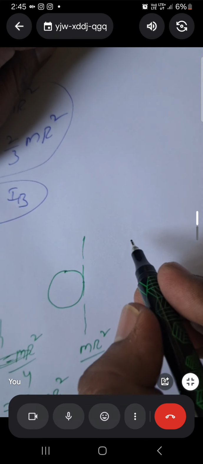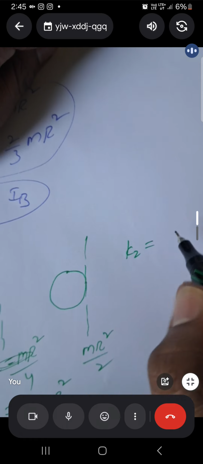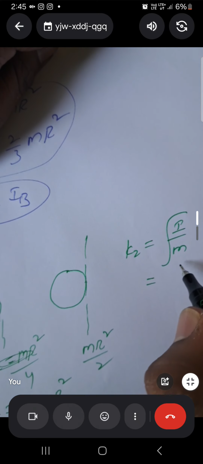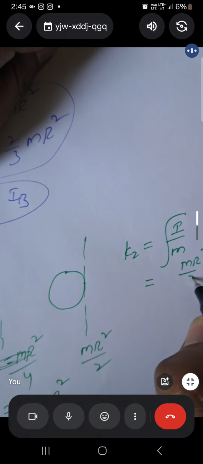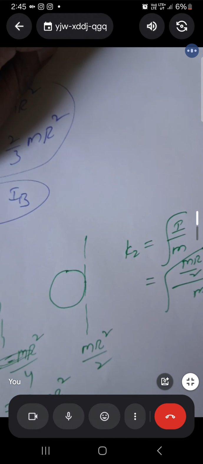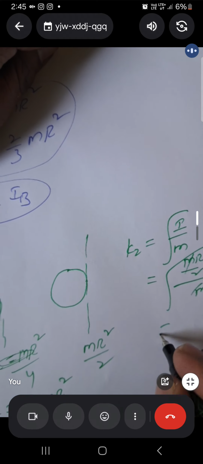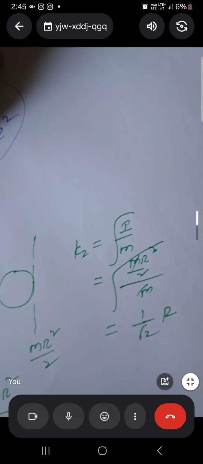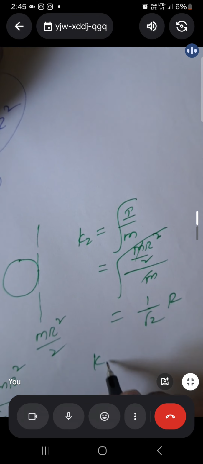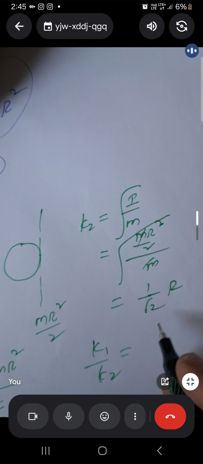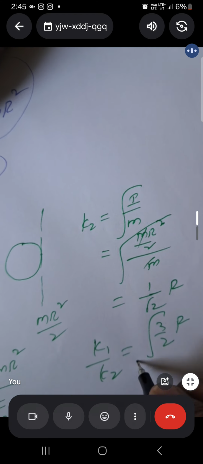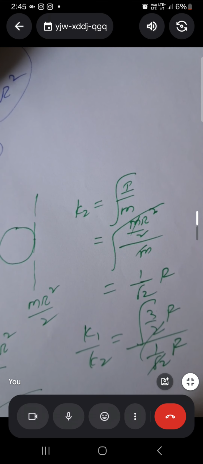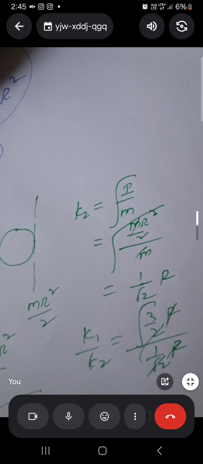What about here? Here radius of gyration K2 equals root of I by m. What is I, the moment of inertia? m r square by 2 by m. So here cancel. Finally, you get here 1 by root 2 r. Okay, you understood, right? Yes, sir. Now he's asking the ratio K1 by K2. K1 here is 3 by 2 root r, by this one, 1 by root 2 r. Here root 2 cancels actually. R also cancels. What do you get here from this?